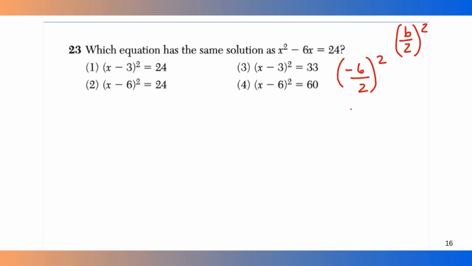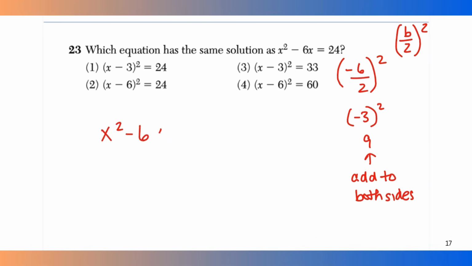So when I take half of the b term, it gives me negative 3. And when I square negative 3, I get 9. So 9 is the number that is going to get added to both sides of the equation. All right, and when we do that, we're going to get x squared minus 6x plus 9 equals 24 plus 9. The reason we did that is because now if I'm going to factor the left side, I end up with a perfect square trinomial.